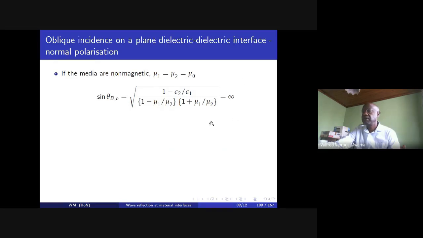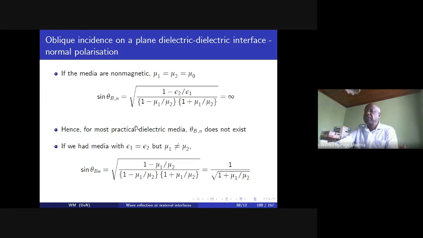It won't happen. So we can conclude for non-magnetic media, then a wave with normal polarization cannot have a Brewster angle at that interface. So we can say therefore in simple terms that for most practical dielectric media, theta Bn will not exist.